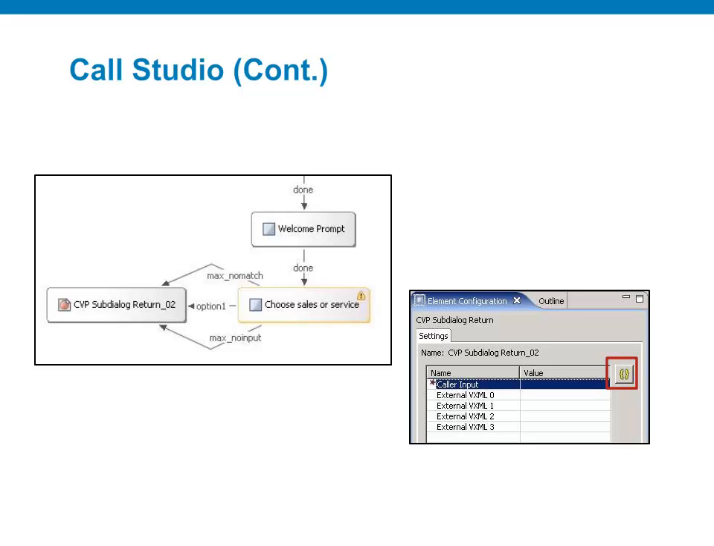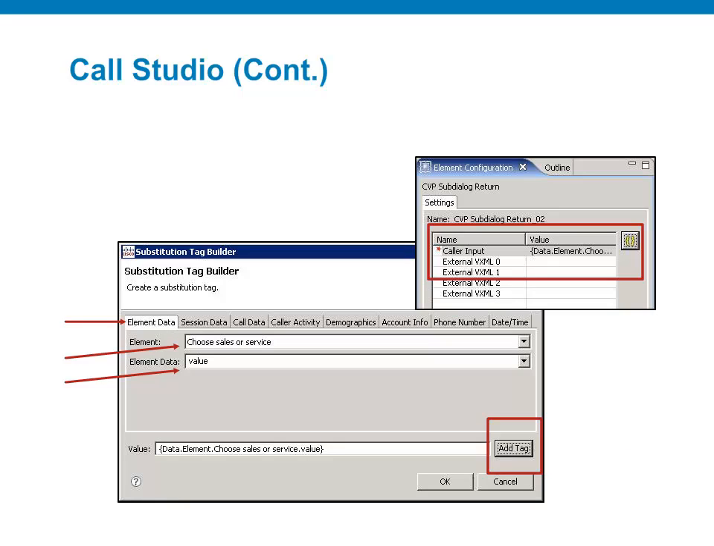For any Cisco Unified CVP script, the caller input must be set with some value whether you intend to use it or not. Highlight the field name and click the ellipsis to open the substitution builder. Since this is element data you want, using the Element tab, use the pull-down menu to choose the menu element. Then choose the field you want. In this case, it is the value field. Notice the other tabs available to you. They allow access to data from different sources.